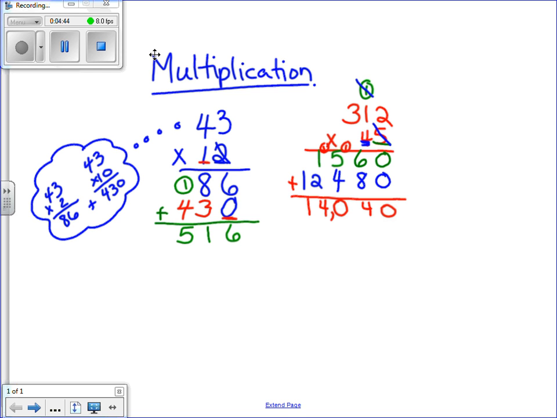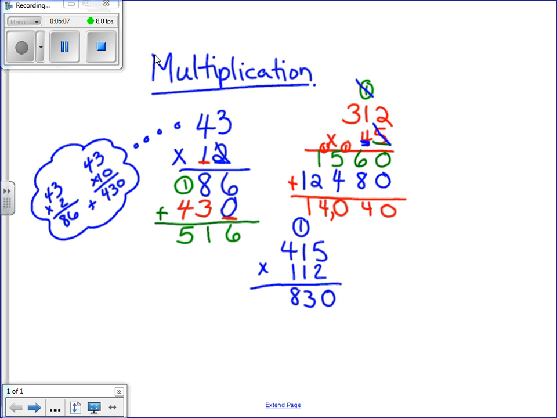Okay, so the last one, let's do a 3-digit by a 3-digit. Again, you're going to start with the ones place. 2 times 5 is 10, carry. Go back to the 2. 2 times 1 is 2, plus 1 is 3. Go back to the 2. 2 times 4 is 8.